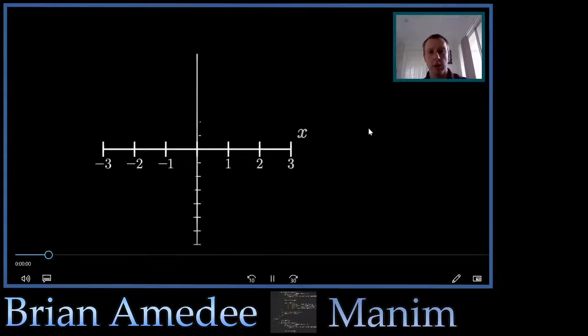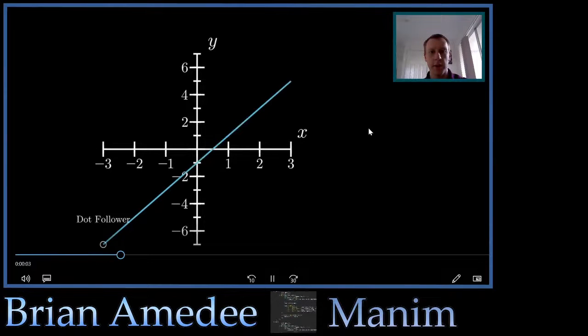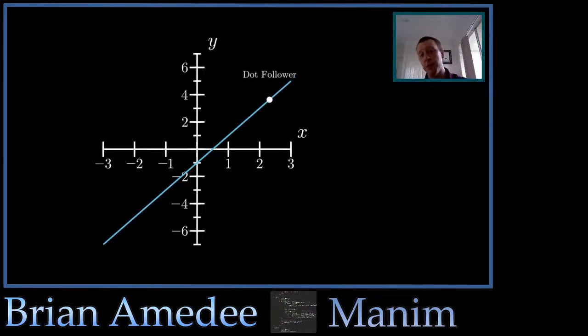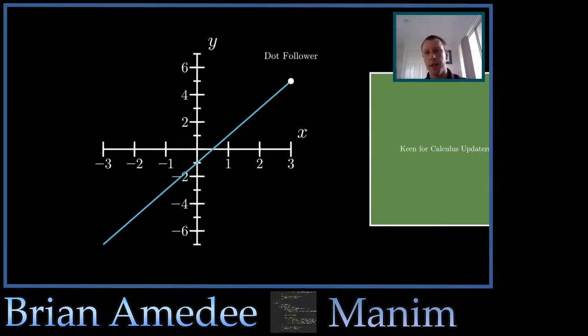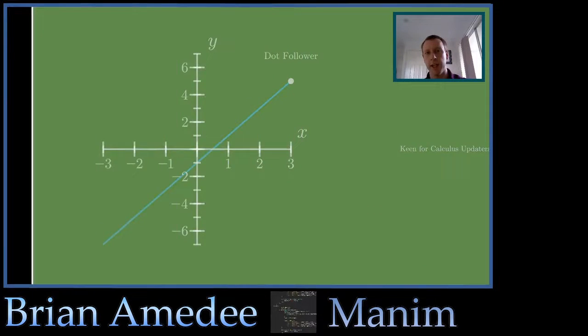Alright, so there it is. There's the dot follower. Bang, it moves and it stays updated because we told it to stay updated. And then we write that while everything else fades out.